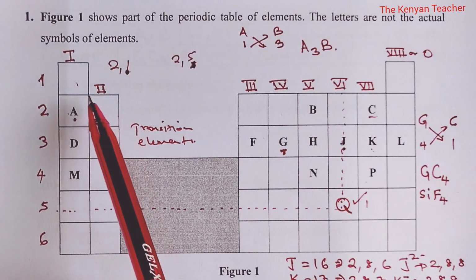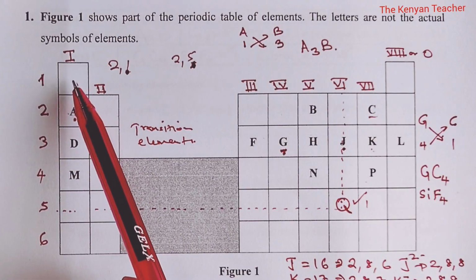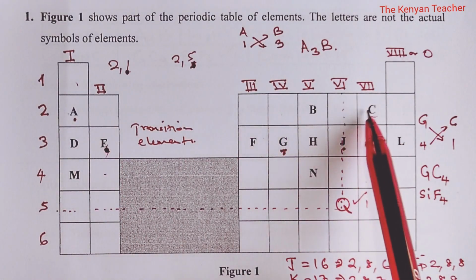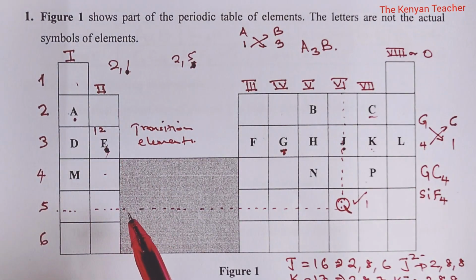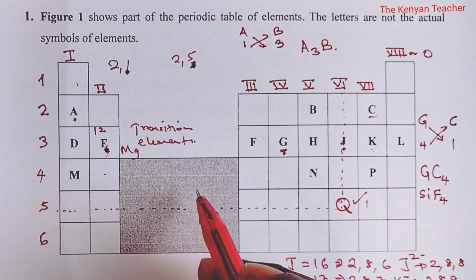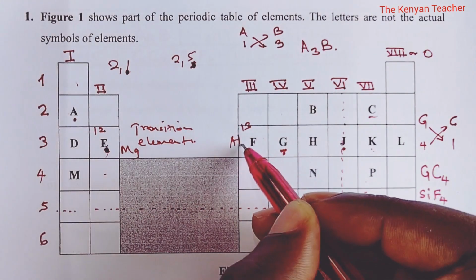So we shall start from the beginning to see the atomic numbers of the two. So we have 1, 2, 3, 4, 5, 6, 7, 8, 9, 10, 11, 12. So E is atomic number 12, and therefore it is magnesium. F is atomic number 13, aluminium.